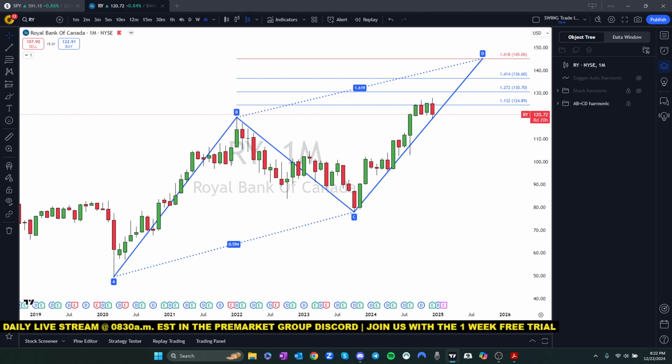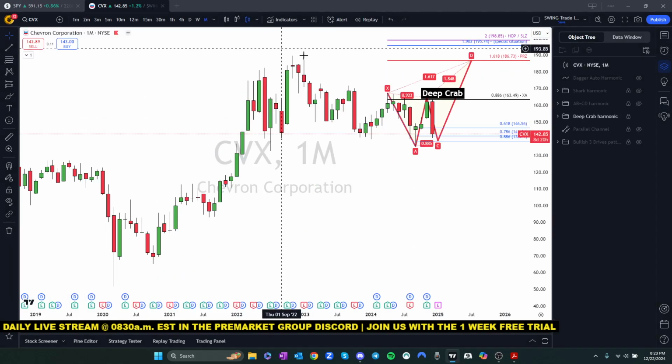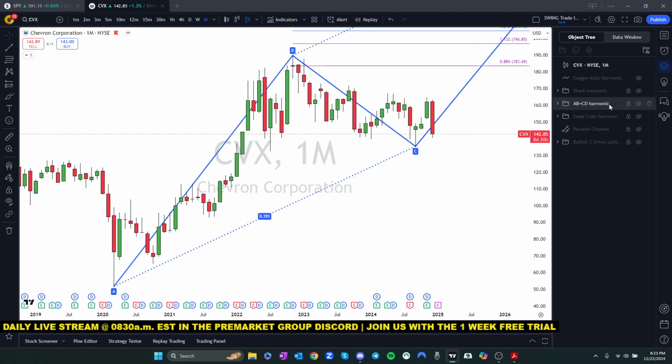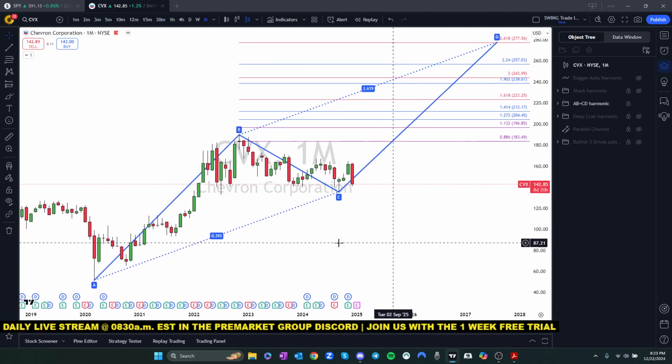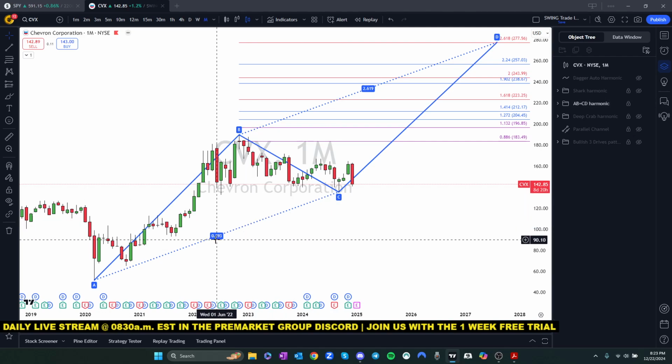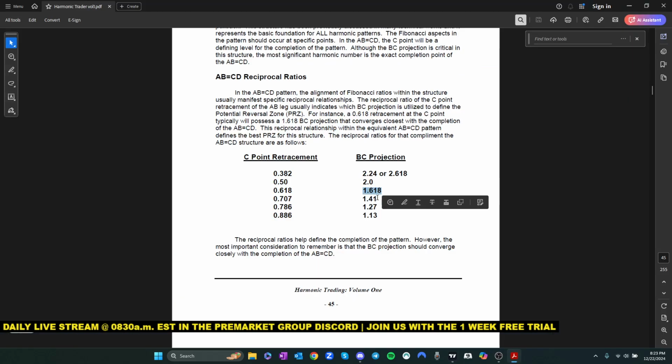So we'll try to find another example. I know I have plenty of examples to look at from what I've charted. Let's maybe look at Chevron. So CVX. Turn this off here and do the ABCD pattern. And I'm on the monthly chart for Chevron. So the Chevron retracement here that we had in September, it shows it's a 0.393 retracement. So if we look back here, our C point retracement of 0.382 would be the closest fib number to that. And it says the B to C projection for that is 2.24 or 2.618.